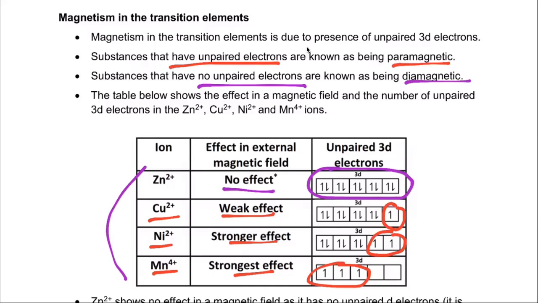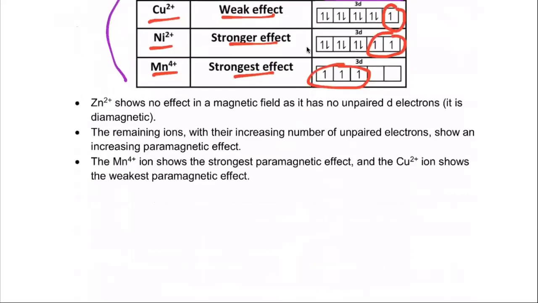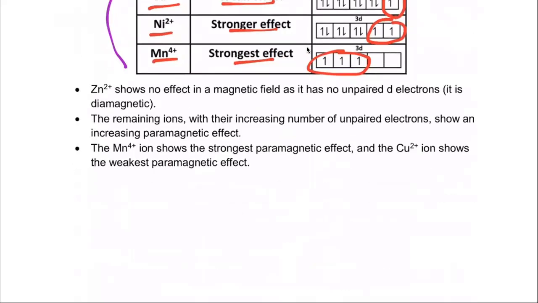So make sure that you can tell the difference between paramagnetic and diamagnetic. Diamagnetic means like zinc: no unpaired electrons, so you're not affected. Paramagnetic means you have unpaired electrons and you are affected by a magnetic field. And those bullets are summarizing what I just said.